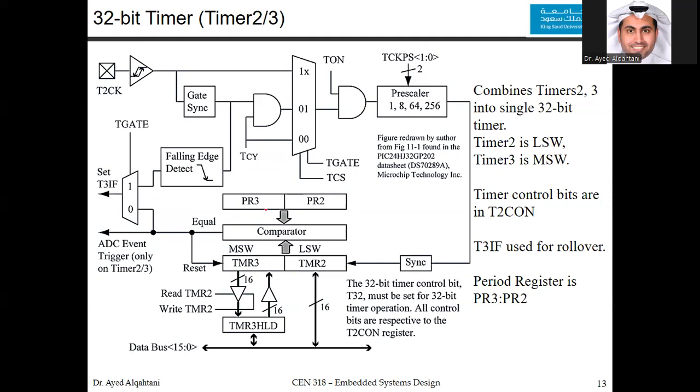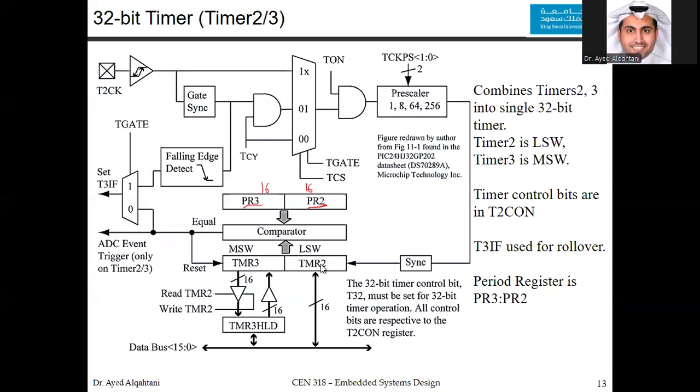The only difference here is now we concatenated the period registers, PR2 and PR3 together. And now we have 16-bit here and 16-bit here. So the total is going to be 32. And this way we have a 32-bit timer by concatenation. Similarly, we will have the TMR3 and TMR2 as well.